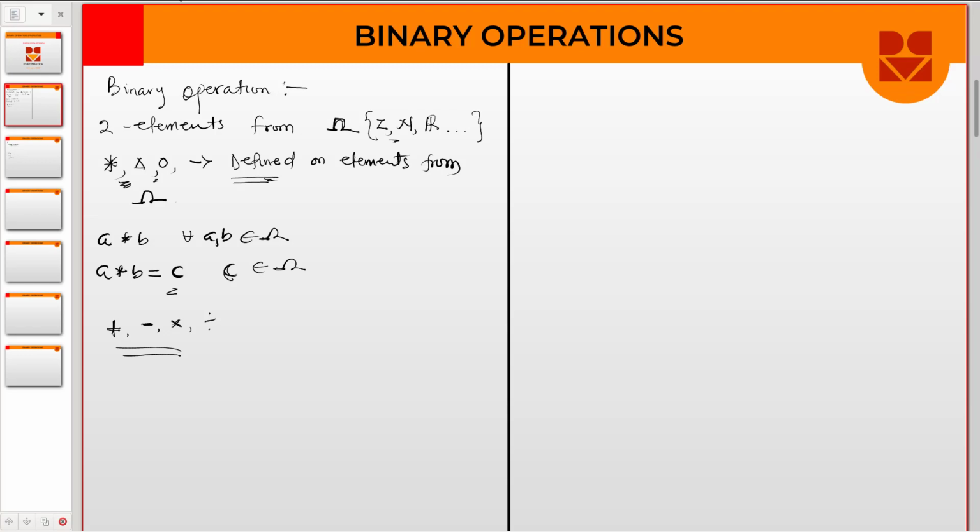Also, we spoke about the closure, and then we said that if our omega is closed under the binary operation star, it means that whenever you take any two elements a, b from omega and operate on them, the answer that you get should also be part of omega, which tells us that it's not all binary operations that we'll find are closed.